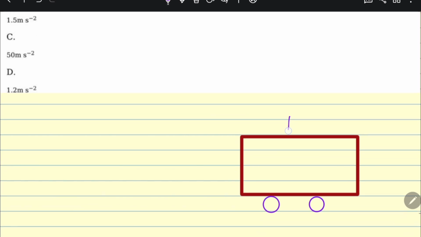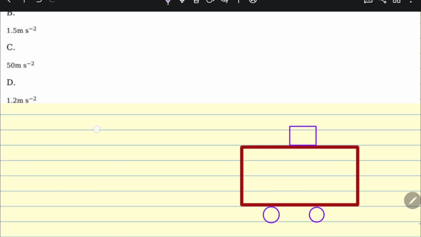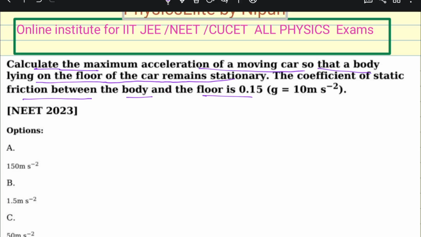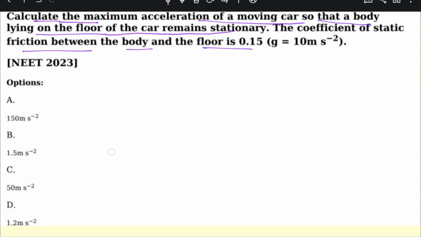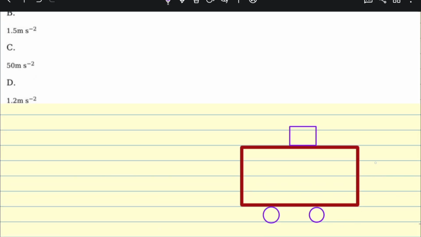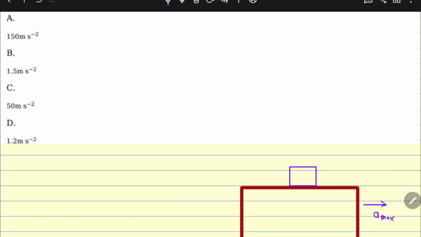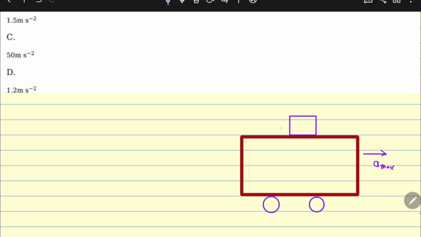And in this car, a block is going to be put, right? And this car is going to be accelerated, and they're asking what is the maximum acceleration so that this block remains stationary. If this car is accelerated, the pseudo force acting on this block is in the opposite direction, and opposite to it, static friction is going to be acting.